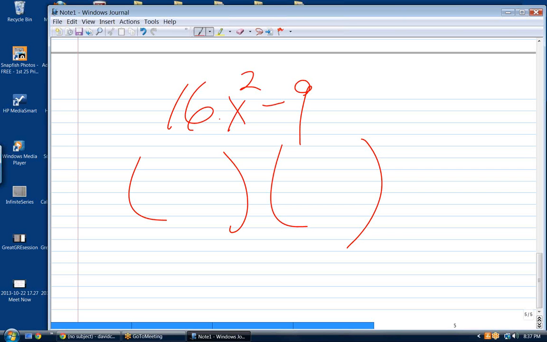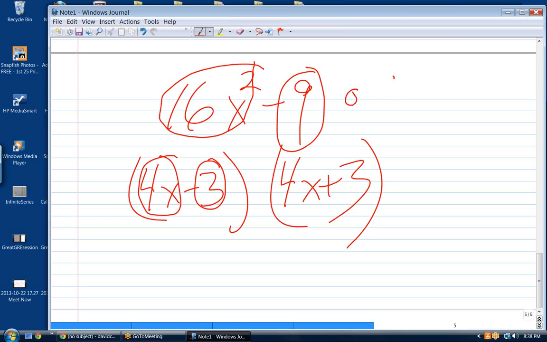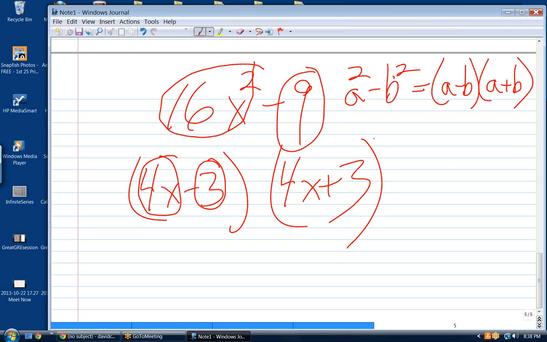This is something you want to be able to recognize. You're going to be seeing it for 3 years. And that is, it's called the difference of perfect squares. Yeah, wouldn't it be 4x minus 3, 4x plus 3? Good? In other words, take the square root of that part, you get this. You take the square root of that number, you get this. But a squared minus b squared is always equal to a minus b times a plus b. That's the difference of perfect squares.